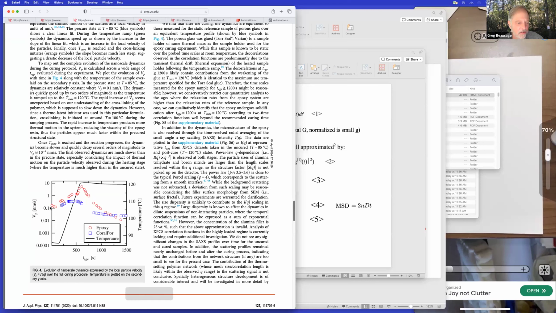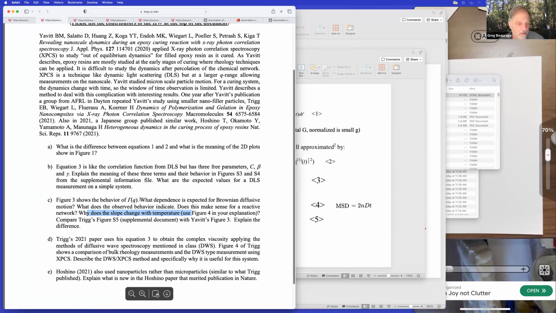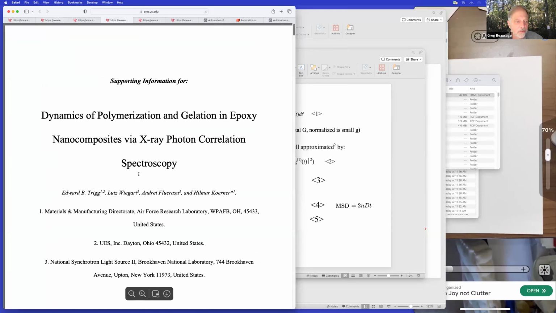First it increases, the velocity increases. So slope is a velocity. The velocity increases because the viscosity drops with temperature. Once it cures, the viscosity goes through the roof and then this velocity drops again. So that's kind of what's going on there. And then compare that with the other paper, Triggs S5, which is a supplemental for this trig thing.